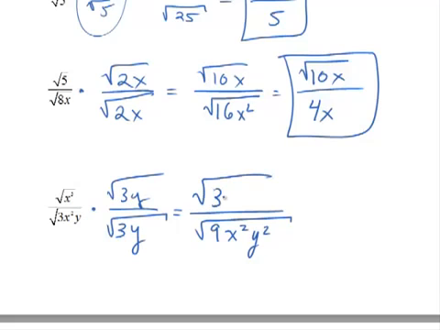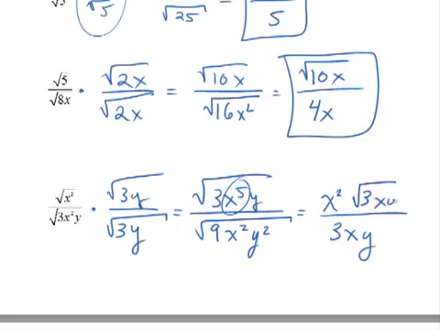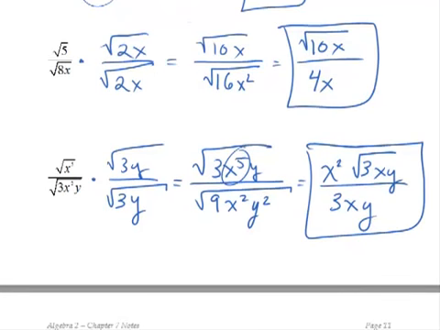So I get 3x to the 5th y on top. On the bottom, it comes out to be 3xy. On the top, I can actually pull out part of these x to the 5th. So I can pull out an x squared, leaving me with root 3xy. So that's our rationalizing the denominator.